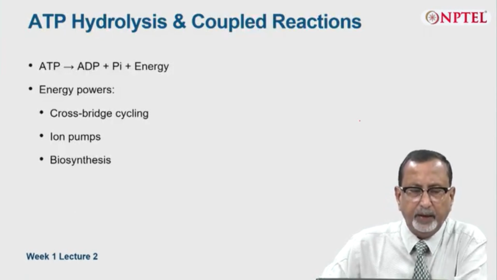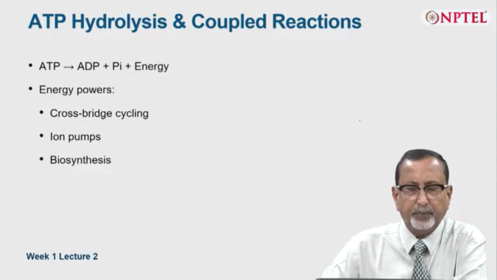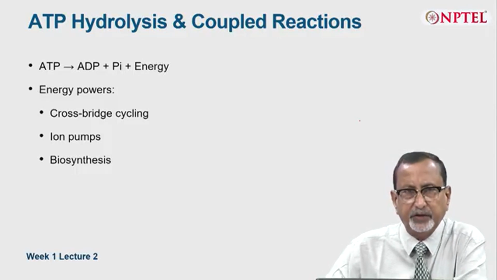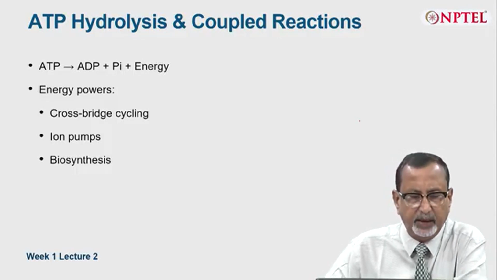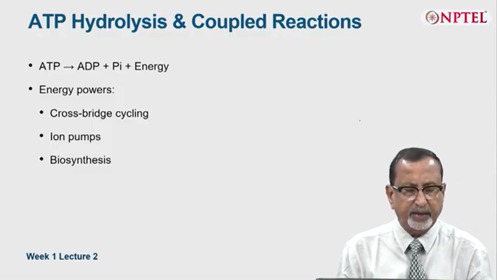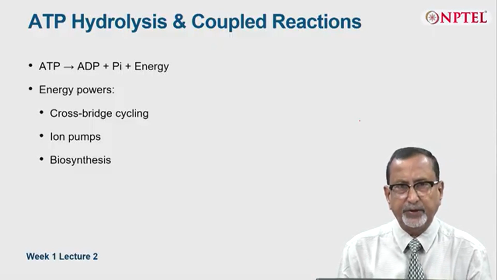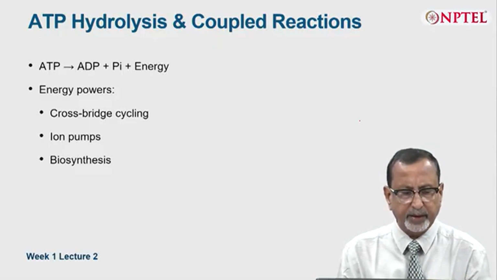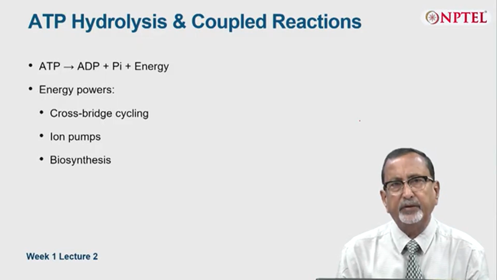So, ATP hydrolysis is a coupled reaction in which adenosine triphosphate splits off to adenosine diphosphate and phosphate, and as a result the free energy is liberated. As I have mentioned, that energy powers the cross-bridge cycle, which is actomyosin complex formation and the shortening cycle. The different ion pumps are also actively involved.